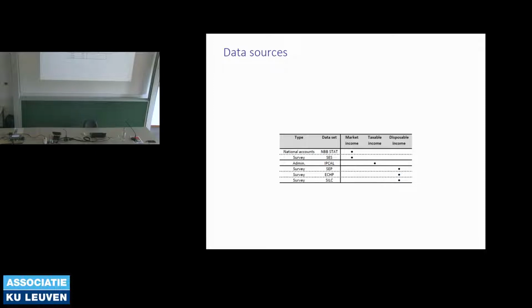The ECHP, the European Community Household Panel, in the period, let's say, the late 90s, early 2000s. And then since 2004, we have the SILC, the Survey on Income and Living Conditions, which is the data set that is used in all the European countries and is very much harmonized across the different countries. And that's collected by Eurostat. Well, it's collected by our Statistical Institute, but then goes to Eurostat. Okay, so those are the different data sources.